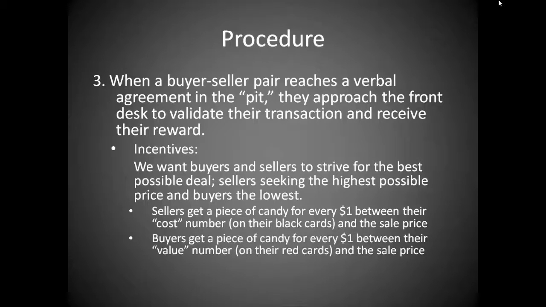And then buyers will get one piece of candy for every $1 between their value, the number on their card, and the price that they agree to. I should note here that even though Holt recommends 50-cent price intervals, I found that $1 intervals are just easier to handle and work better. So I tell the students up front the prices must be in intervals of $1 whole. So let's look at a quick example of how this works.